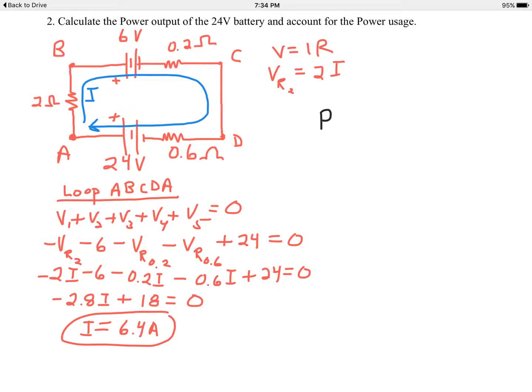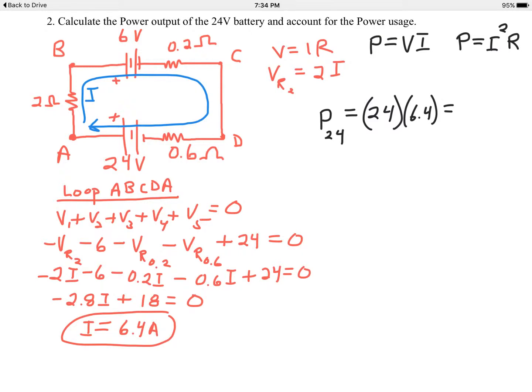So the power of the 24-volt battery, there's two equations for power. There's the definition, P equals VI. That's the definition. Then you can come up with a bunch of other ones, but another one that's useful is P equals I squared R. Now the first one is generally more useful for batteries as they supply or use or become charged, but the battery that's supplying energy here is the 24-volt battery. Its power is just going to be its voltage, 24 volts, times the current supplied, which is 6.4 amps. So the power supplied by that battery is 154 watts.